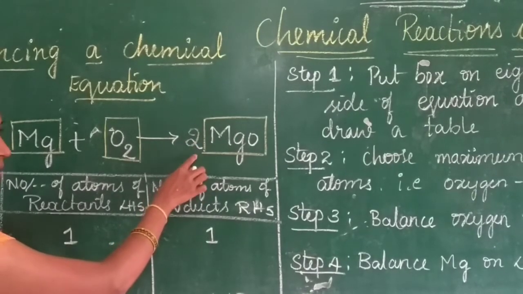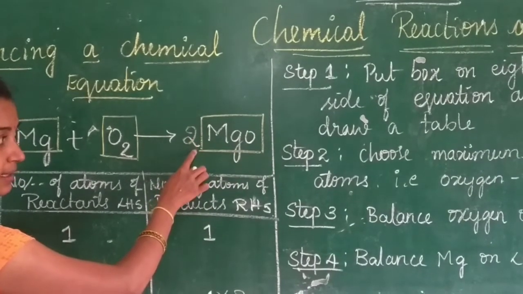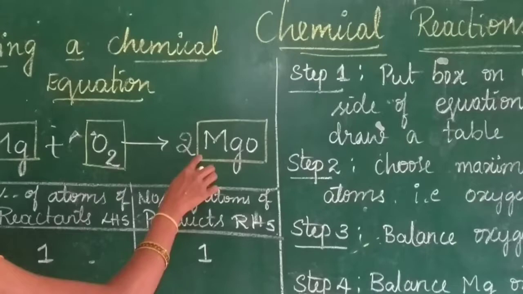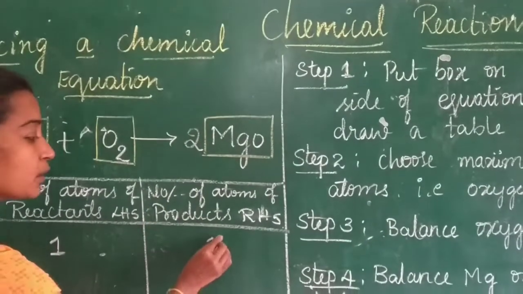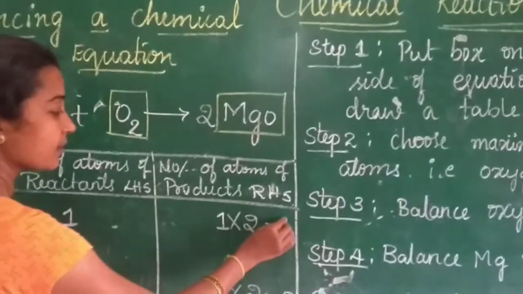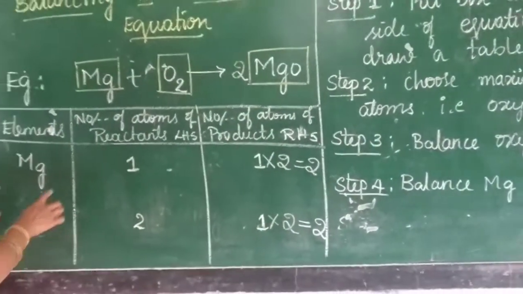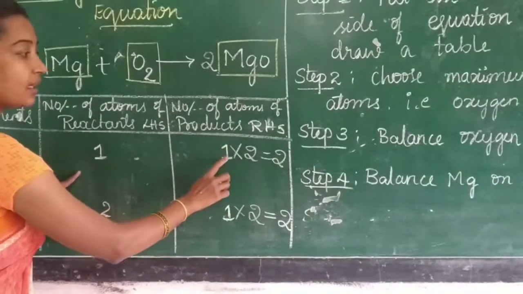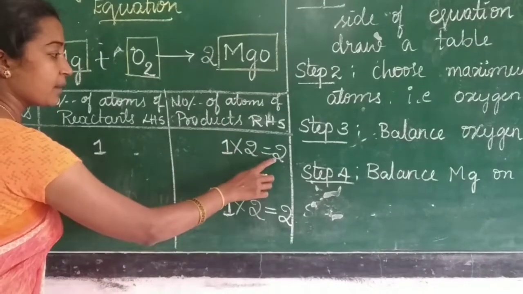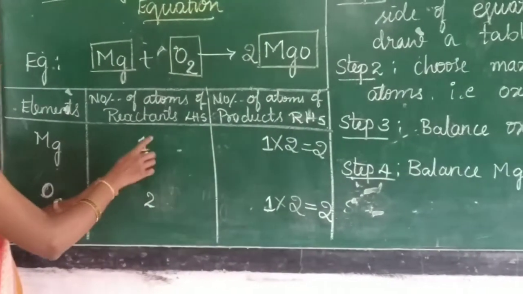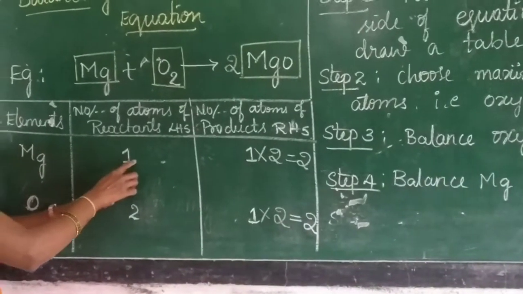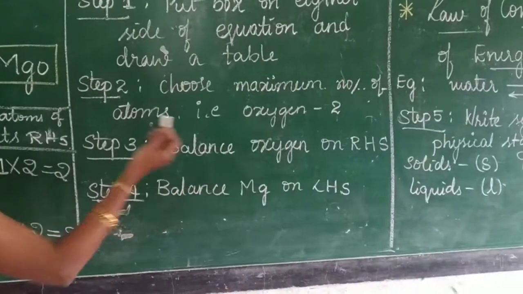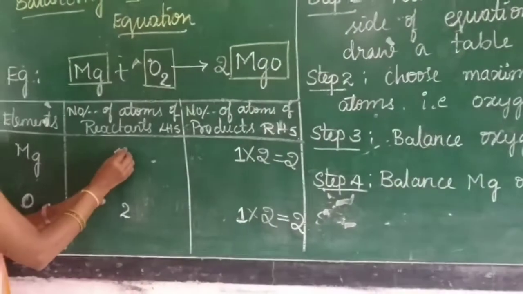Observe children. Now oxygen is balanced. But at the same time, magnesium is there, you know. This magnesium is also going to be multiplied by 2 like this. And observe this table. Now magnesium is imbalanced when we compare LHS with RHS. Already in RHS, magnesium has 2 atoms, but in LHS there is no 2. So in the next step, we balance magnesium on LHS. How to balance this magnesium now?